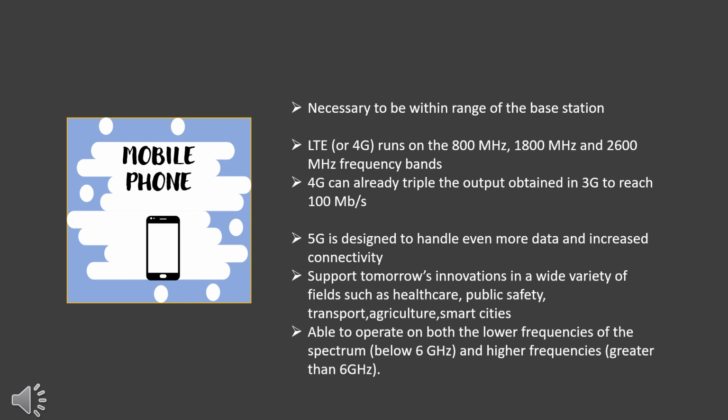The latest and the fastest one is the LTE, or we call it 4G, which runs on 800 MHz, 1800 MHz, and also 2600 MHz frequency bands. Using new encoding technologies, 4G can already triple the output obtained in 3G to receive 100 Mbps and thus make uses like video calls or live TV possible while on the move.